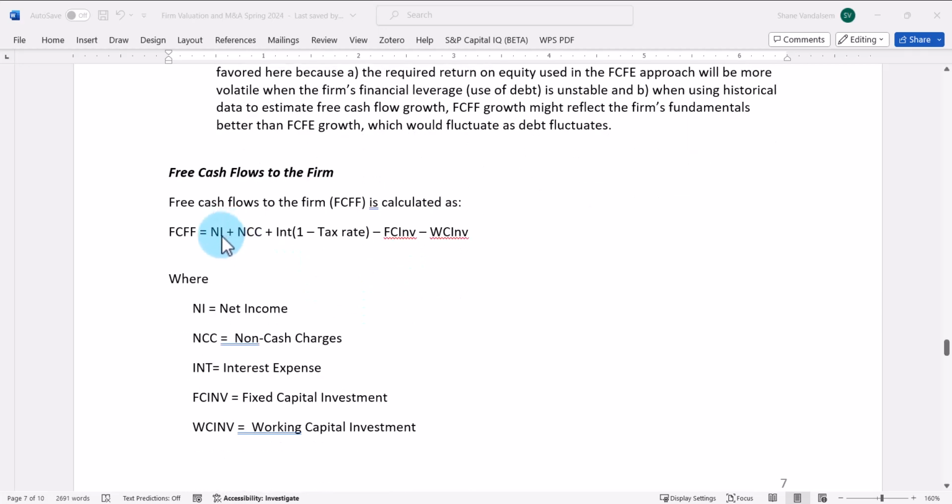So what I have here, it says the free cash flow to the firm is equal to NI, net income, plus non-cash charges. So our non-cash charges are generally depreciation and amortization expense.